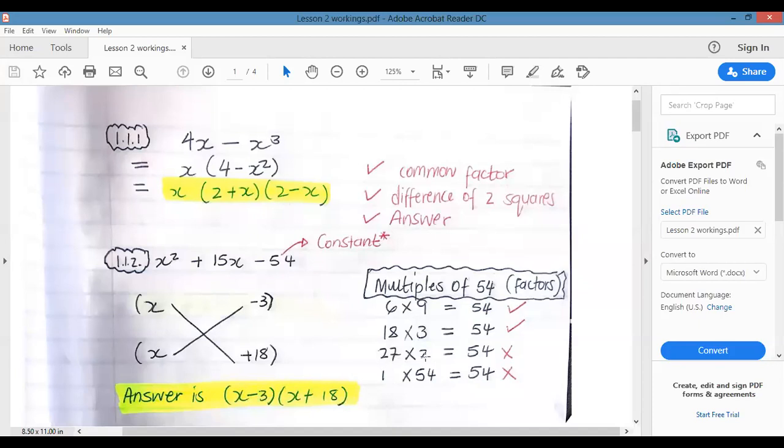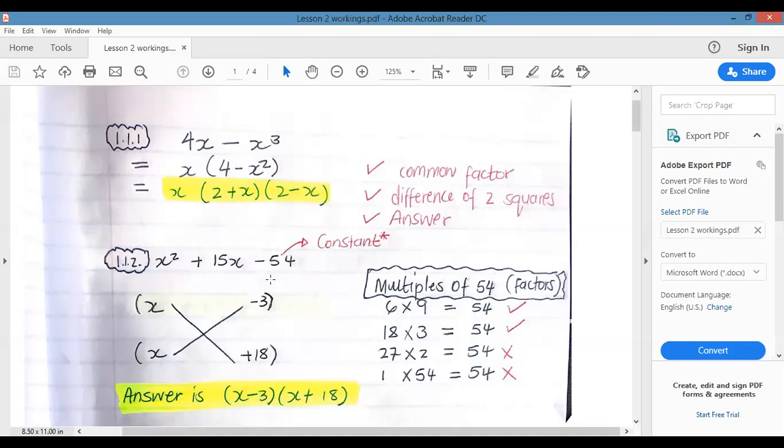27 plus 2, that's 29. 27 minus 2, that's 25. So it won't give us 15. So this is also out. 18 plus 3 gives us 21. 18 minus 3 gives us 15. Yes, this might work. No wonder I put the tick. 6 plus 9, that's 15. This can work. Does it make sense? So these two can work so far, right?